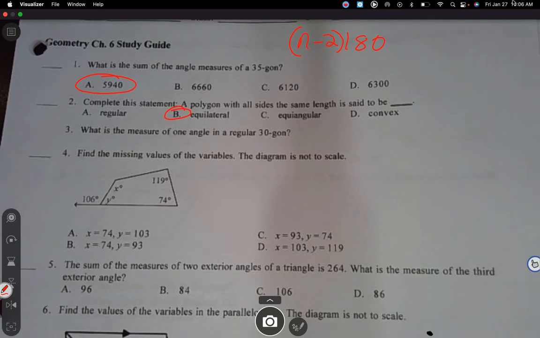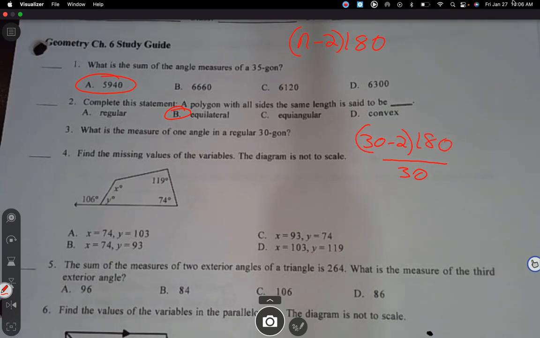Then it says, what's the measure of one angle? Not the sum of all of these, so it's not the same as that top formula. The one of them, and it's a regular polygon. That means all the angles are the same. So I'm going to find the sum of all of them and divide it by 30, and that would give me each of them. Okay? So what is 30 minus 2 times 180?